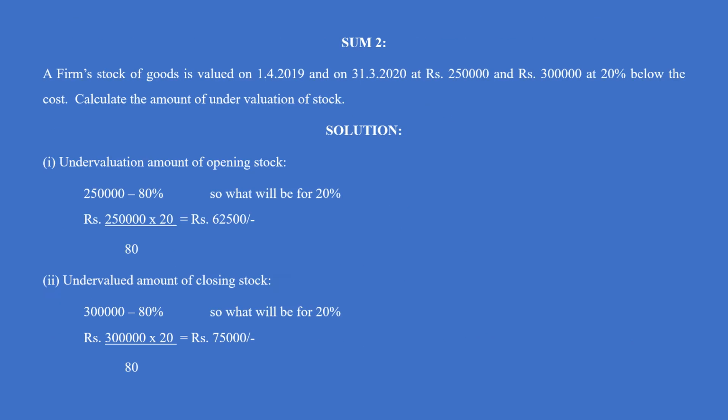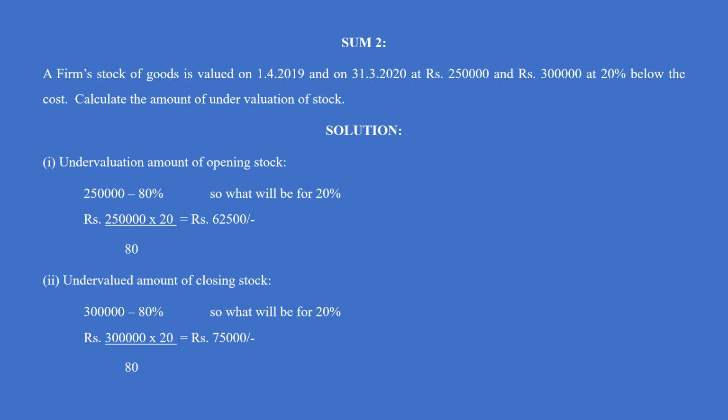Sum 2. A firm's stock of goods is valued on 1/4/2019 and on 31/3/2020 at rupees 2,50,000 and rupees 3 lakh, at 20% below the cost. So they are valuing the opening stock and the closing stock 20% below cost. Calculate the amount of undervaluation of stock. In this sum, they are giving you the values of opening and closing stock and they're saying it is undervalued. So how will you take it under business income?